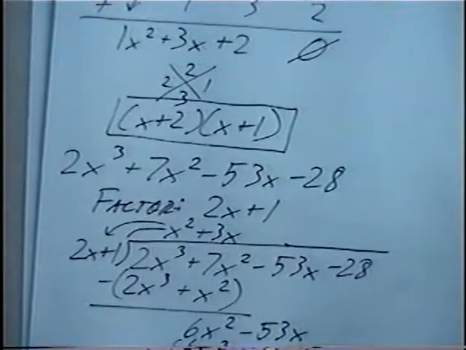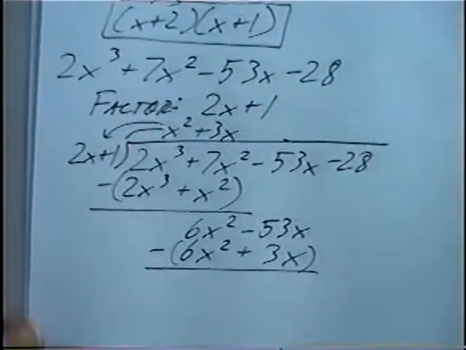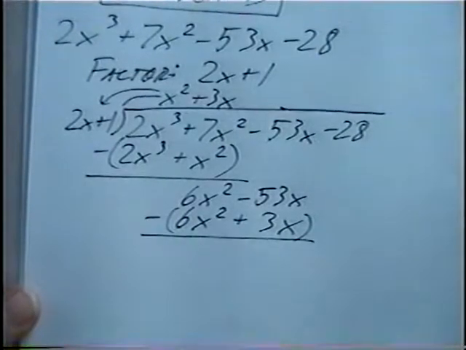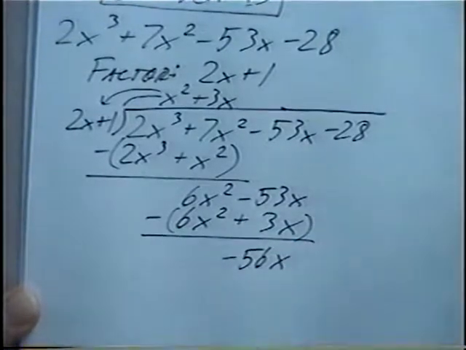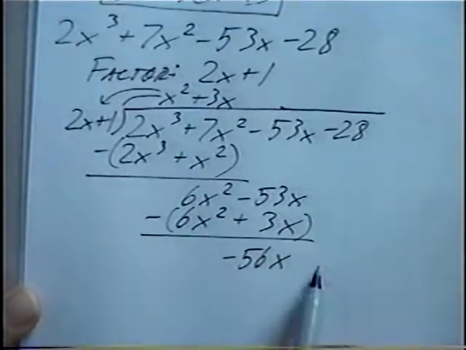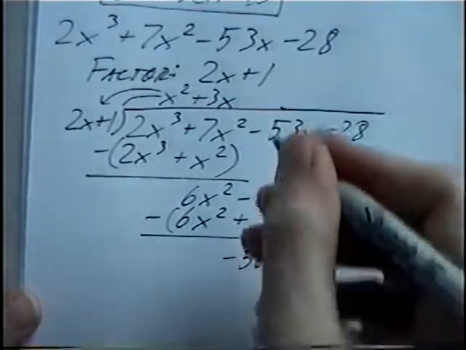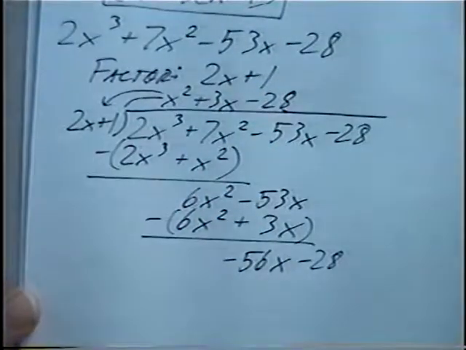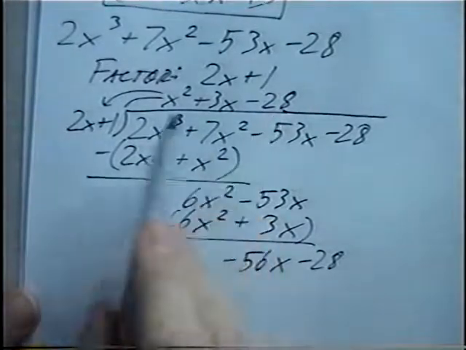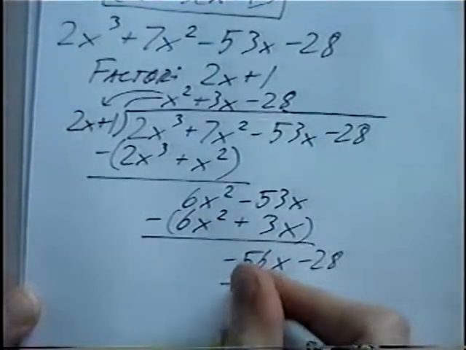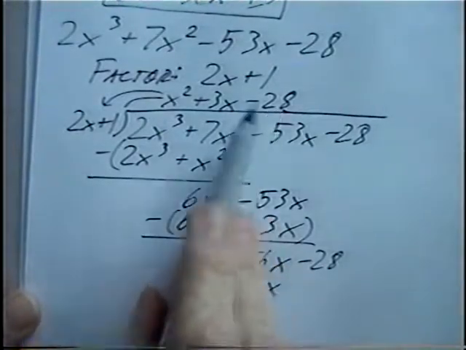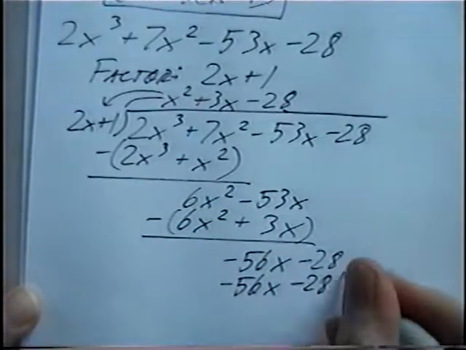Parentheses and subtract. Negative 53 minus 3 is negative 56x. And the last term we drop down, minus 28. 2x into negative 56x, negative 28. Again, because negative 28 times 2x is negative 56x. And negative 28 times a positive 1 is also negative 28.